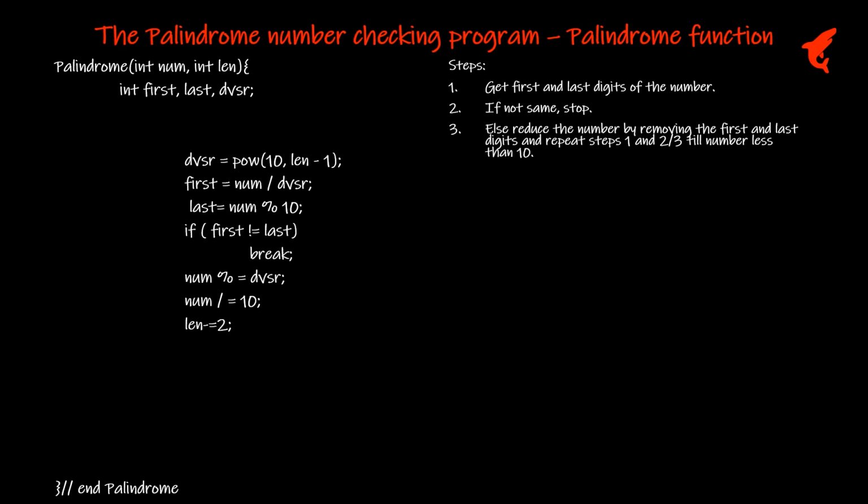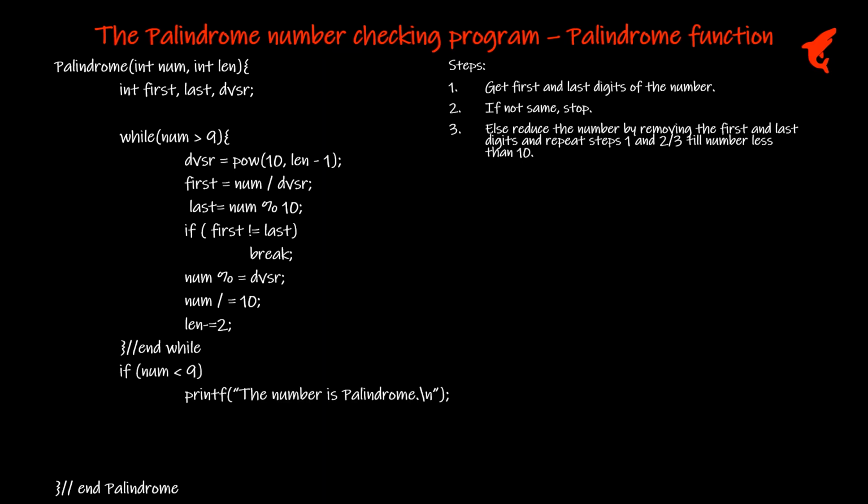The statements from assignment of dvsr till assignment of len are in a loop which will run till the num value is greater than 9. Then we have print statements which will print the number is palindrome if value is less than 9. Else it will print that the number is not palindrome. Finally, with return 0 statement we end the function.